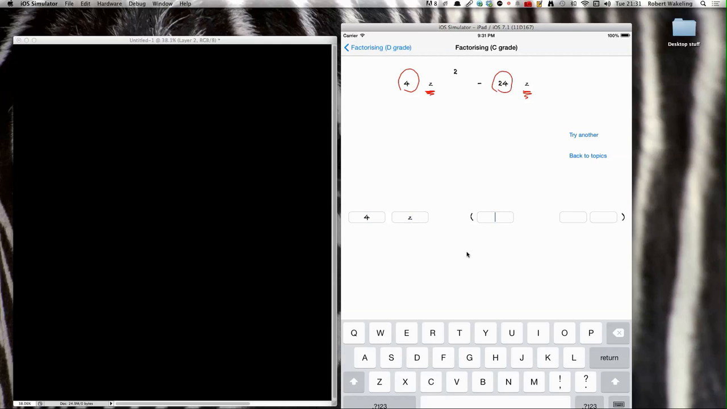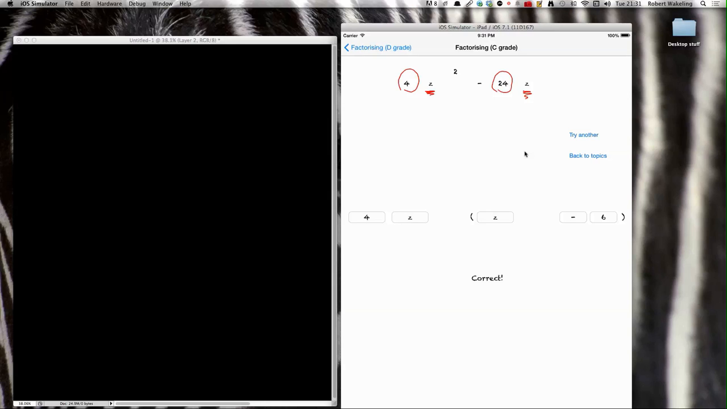4z. Okay, what do we have to multiply 4z by to get 4z squared? And that's another z minus 4z times something gives you 24z. That something will be 6. Alright, so that's a lot more tricky, and that's what you need to be able to do for a C grade.